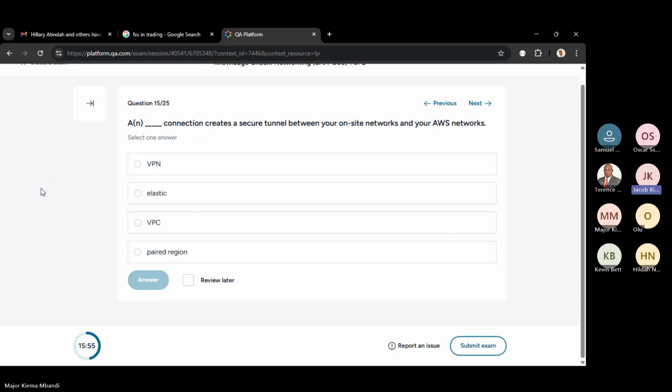So I think next, we can go to Olu. I'll read for you again. A dash connection creates a secure tunnel between your on-site network and your AWS network. Option 1, VPN. Option 2 is Elastic. Option 3 is VPC. And the last option is paired region.